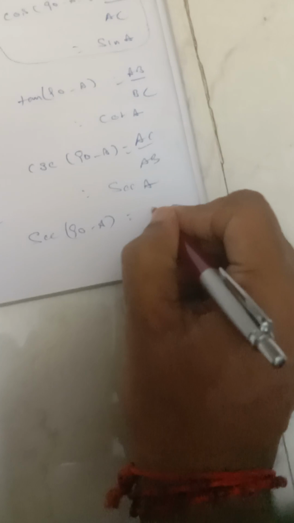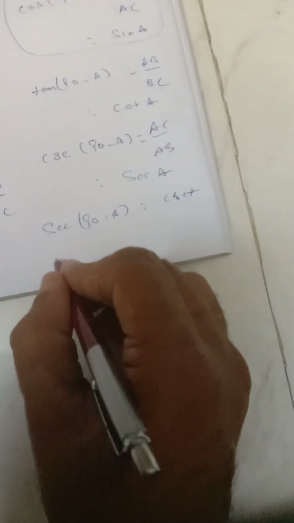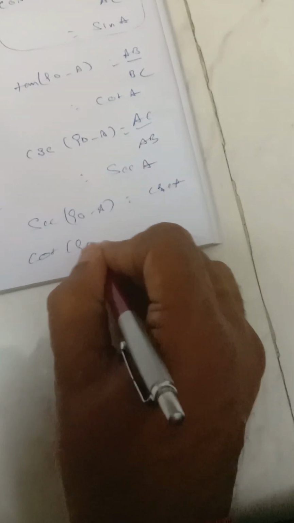So similarly, secant 90 minus A, we can prove like that only. Secant 90 minus A is cosecant A. Cot 90 minus A is tan A. Like that we have to prove.